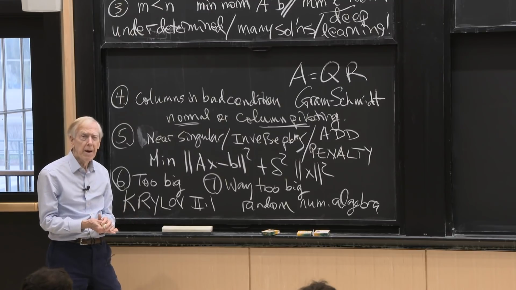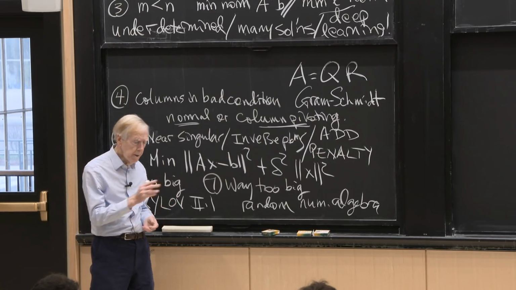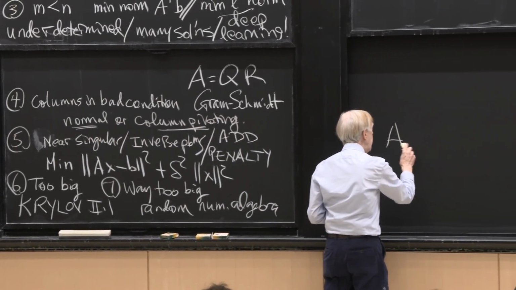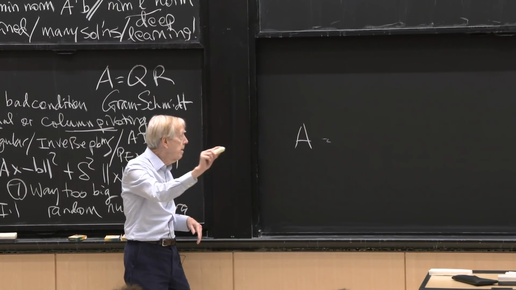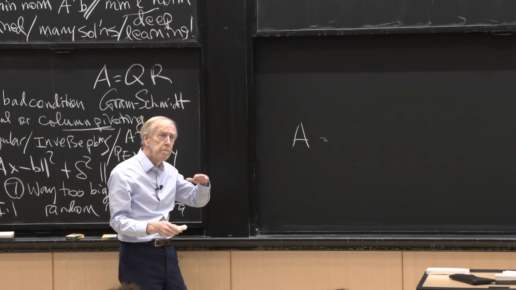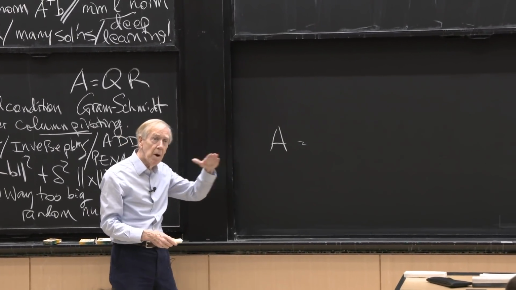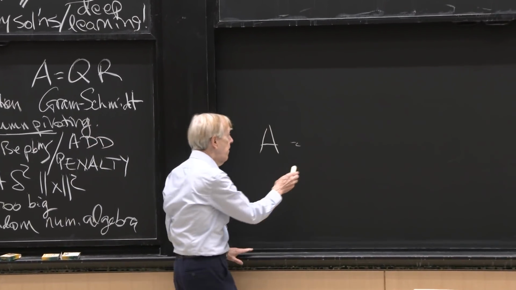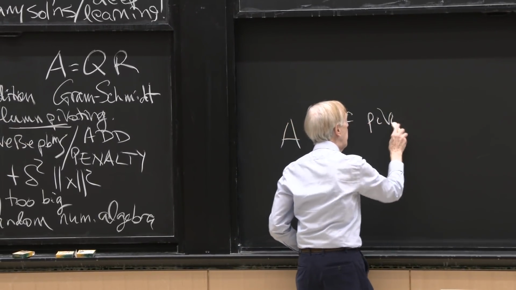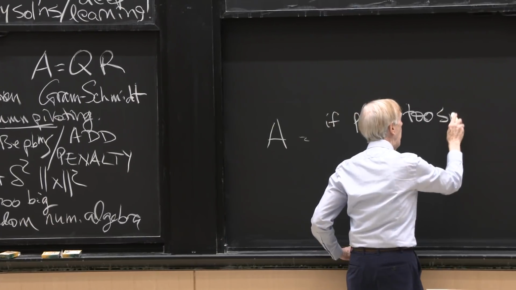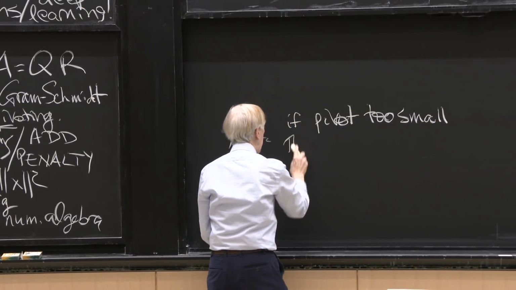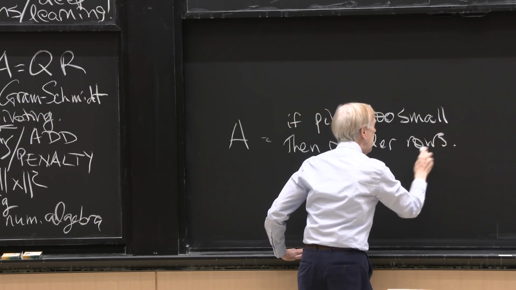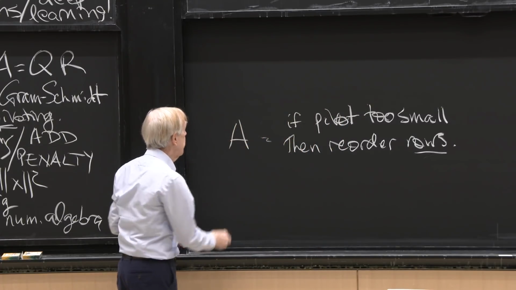We know that you have to do that for elimination, right? In elimination, it would be rows. So elimination, we would have the matrix A, we take the first row as the first pivot row, and then the second row, and then the third row. But if the pivot is too small, then reorder the rows. So it's row ordering that comes up in elimination.